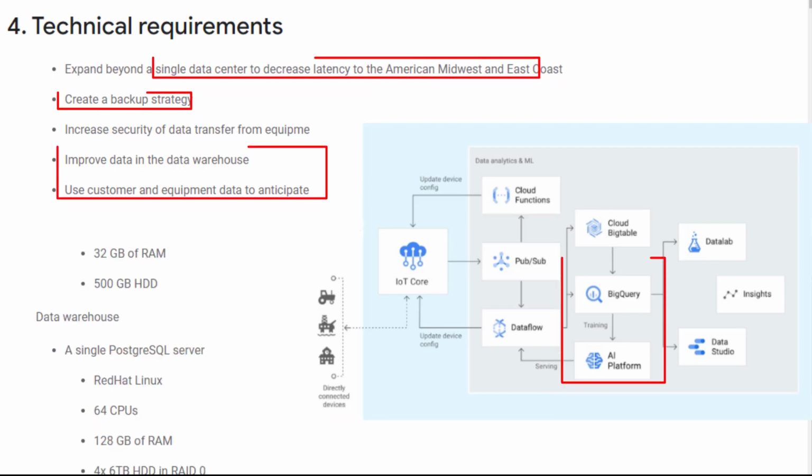Next, using a multi-region BigQuery to replace the single PostgreSQL data warehouse not only decreases latency but also improves the availability and durability. The recovery and failover process is managed by BigQuery. Integrate BigQuery with Datalab or the AI Platform as needed to train any ML models to anticipate the customer needs.